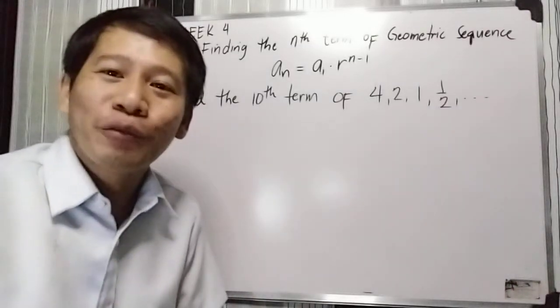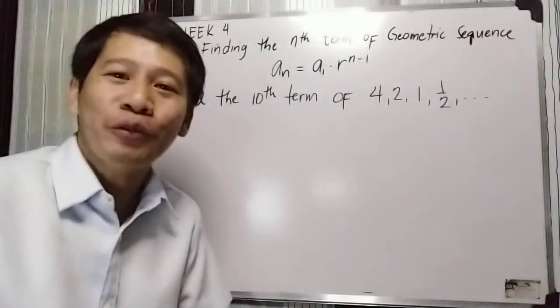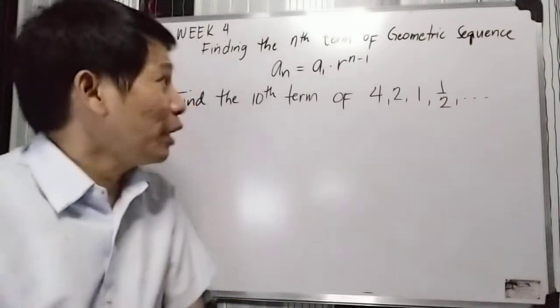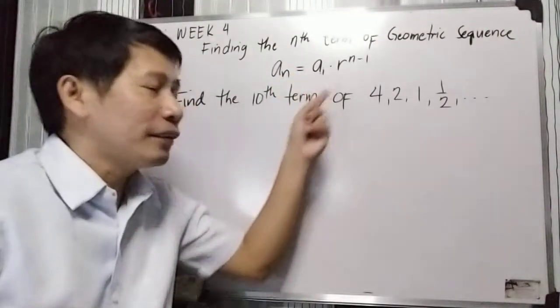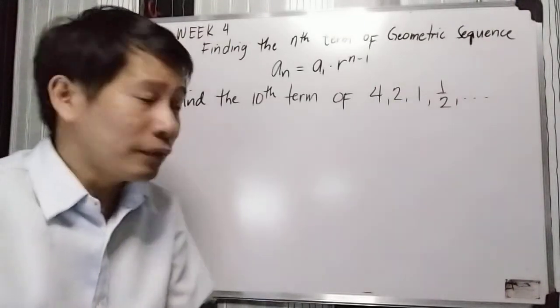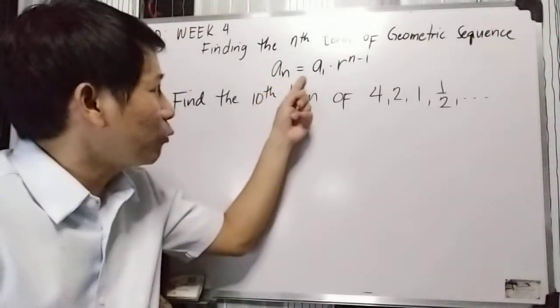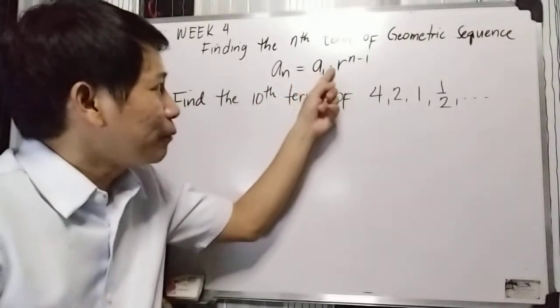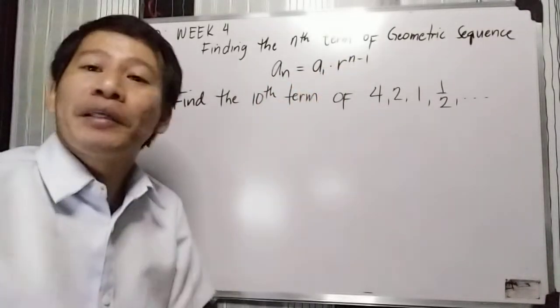Hello grade 10 and welcome to another episode of our discussion about finding the nth term of a geometric sequence. Again, we will be using this formula: a sub n is equal to a sub 1 times r raised to n minus 1.